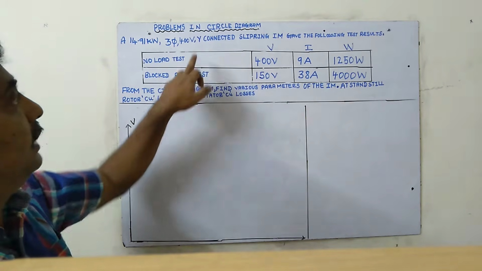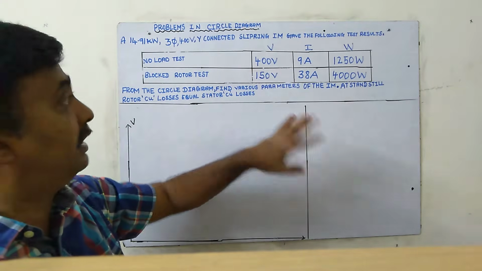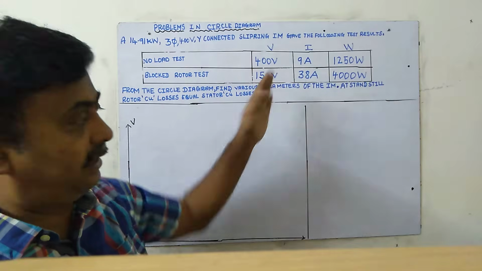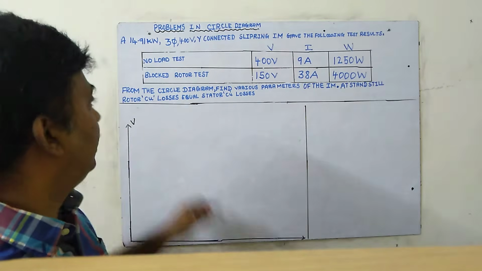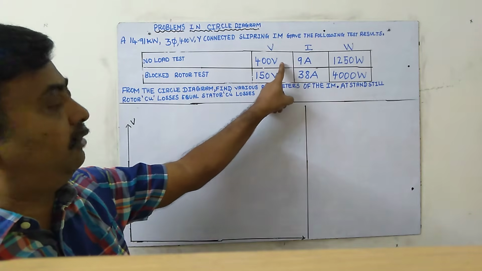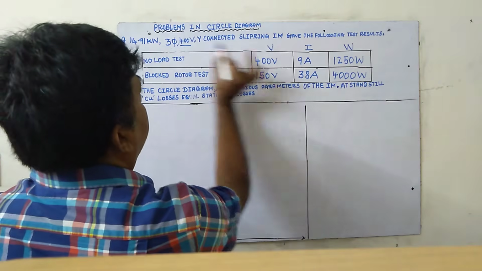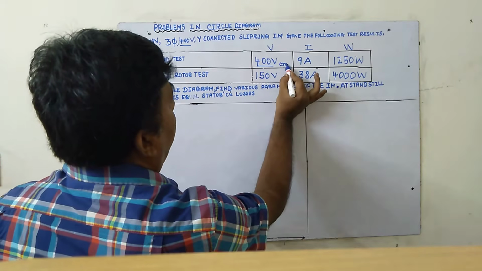I will explain why it is star connected. The slip ring induction motor gave the following results. Why are we going for the star? What is the difference between star connected and delta connected? I will explain while solving the numericals. Here we have the no load test and the blocked rotor test. The no load test is always done at rated voltage. This is also 400, this is also 400.